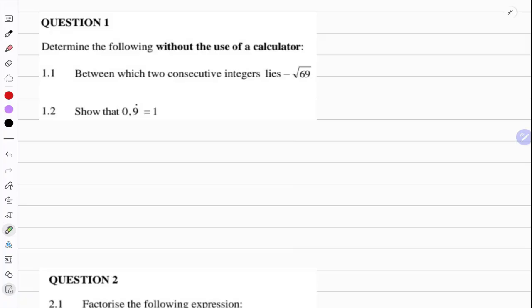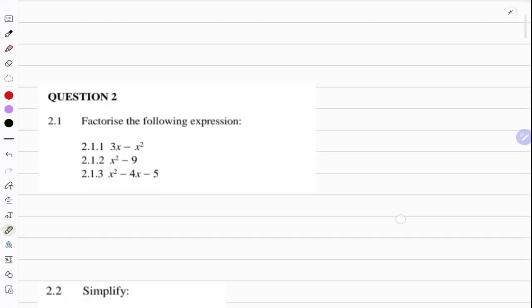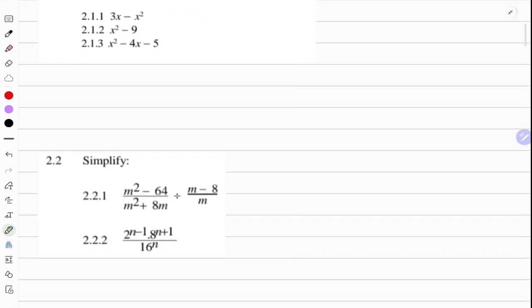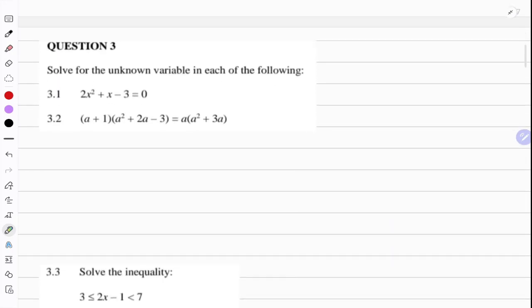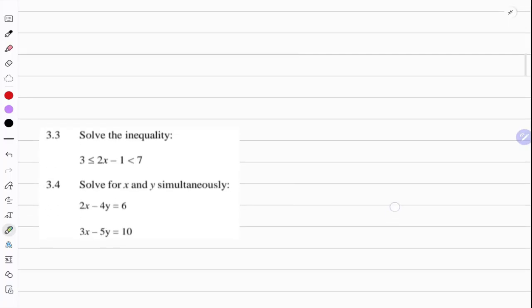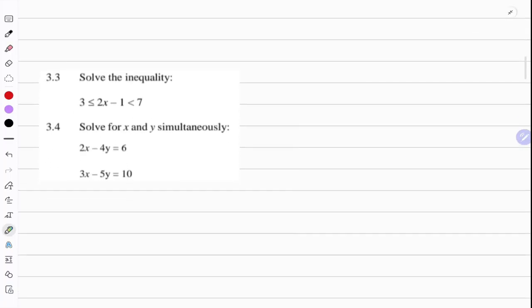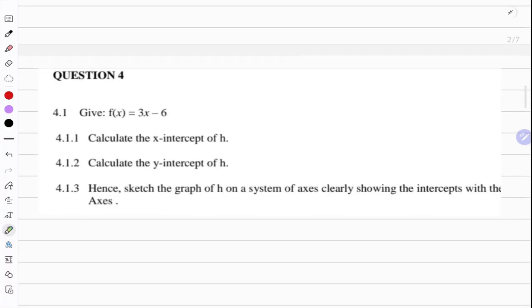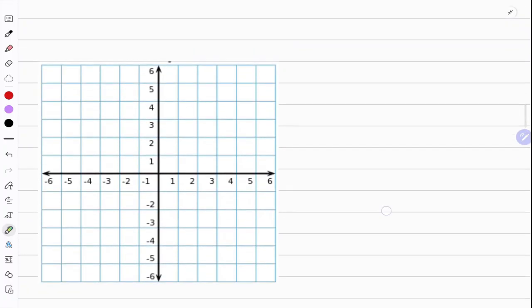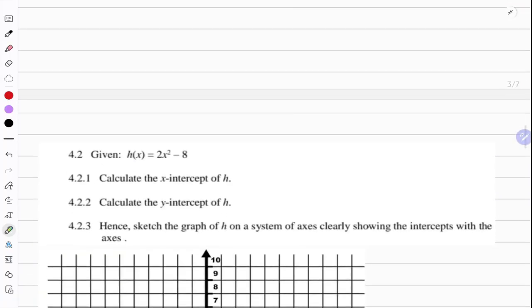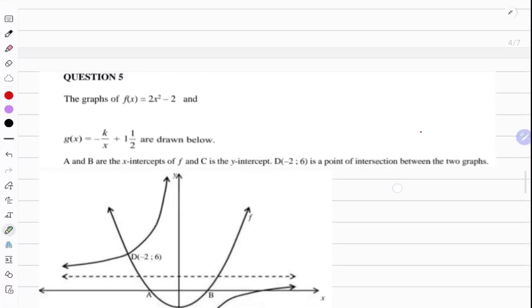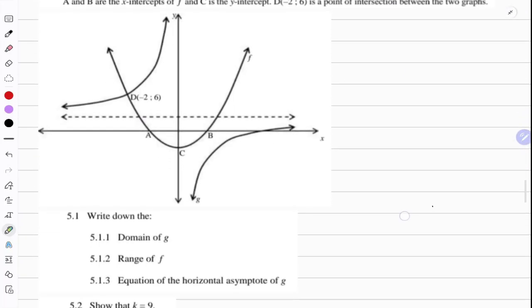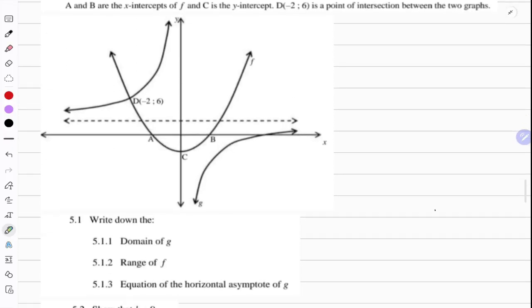So the first question deals with numbers, types of numbers. If we go to question 2, we've got factorization in 2.1. 2.2 is simplifying. Question 3, we've got solving equations. Question 3 also is solve for inequalities, simultaneous equations, and then we've got graphs, drawing of graphs. Question 4 is drawing of a graph. Question 4.2 is another graph, a parabolic graph that we need to draw. And question 5 is interpretation of graphs, parabolic and hyperbolic.